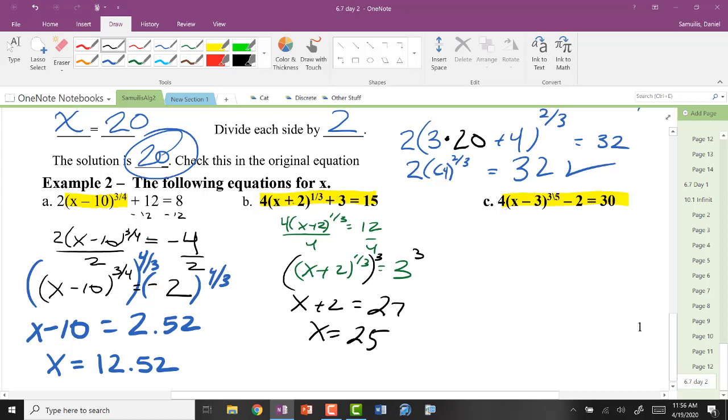So we plug that back in. So we check it. So 25 plus 2 is 27. 27 to the 1/3 power is 3. 4 times 3 is 12. 12 plus 3 is 15. This one checks out. So that is a solution.